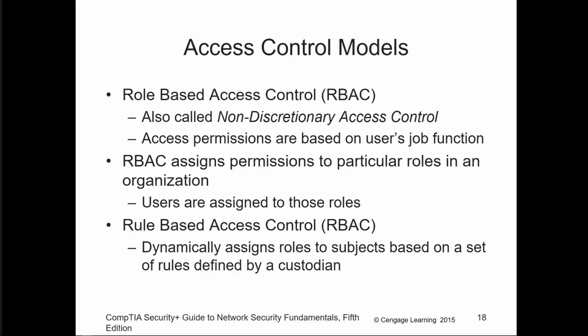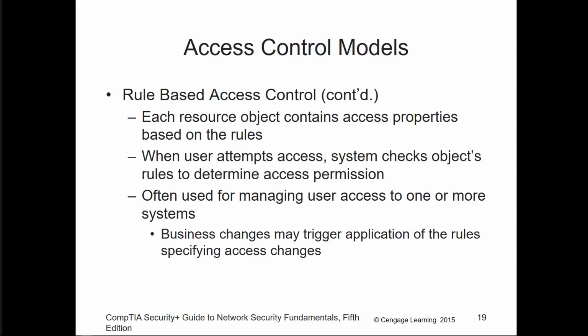We also have what's called rule-based access control, also known as RBAC, and these are dynamically assigned roles to subjects based on a set of rules defined by a custodian. A custodian is typically the person in charge of or overseeing data. Each resource object contains an access property based on the rules. When users attempt to access the system, the system will check the object's rules to determine the access permission.